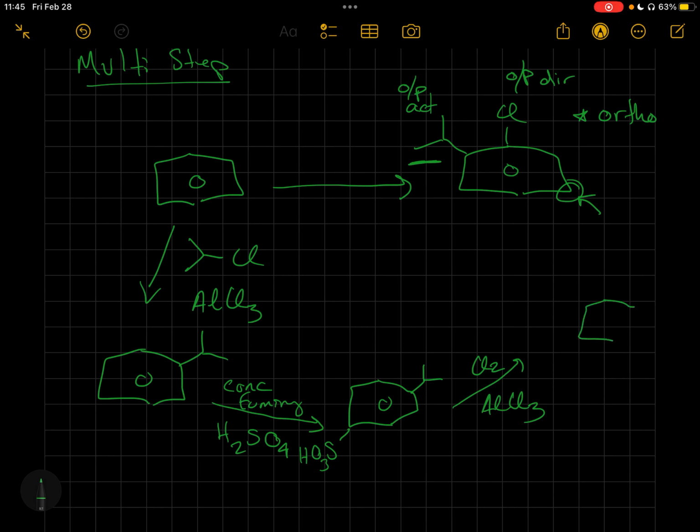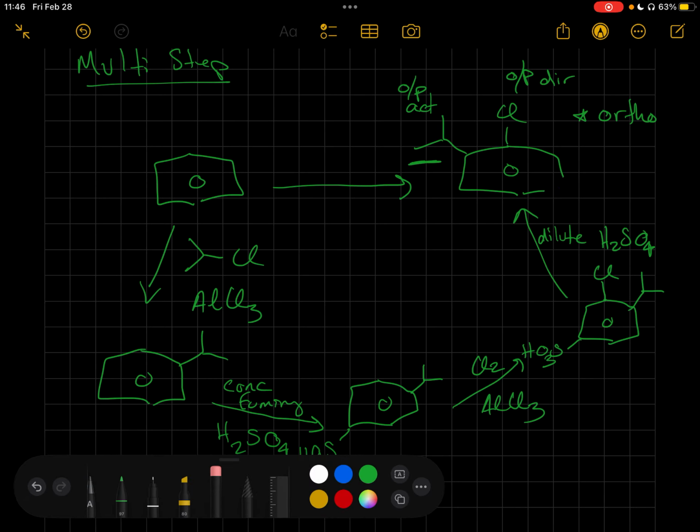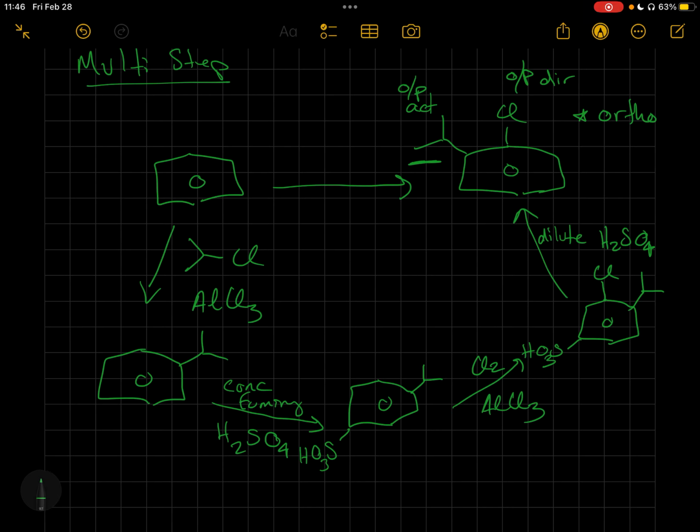So we end up with a structure that has the isopropyl. It still has the SO3H, and now it also has a chlorine. Hopefully you remember that to remove that SO3H group, we just need to use dilute sulfuric acid, and that will give us our final product. And I'll go in here, erase what we were talking about with the ortho position, to give us our final product.